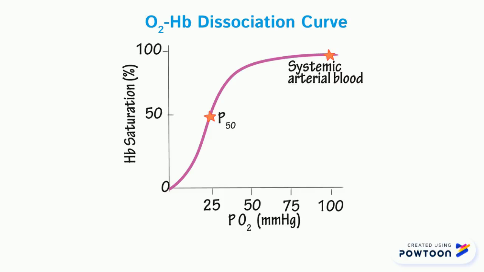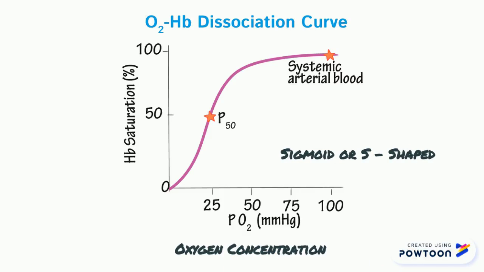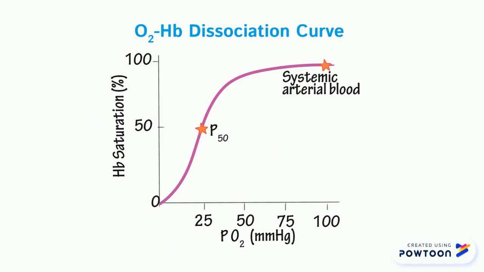On the graph, the oxygen hemoglobin dissociation curve is a sigmoid or S-shape that represents the relationship between oxygen concentration and percentage saturation of hemoglobin. It describes the relationship between the available oxygen and the amount of oxygen carried by hemoglobin.